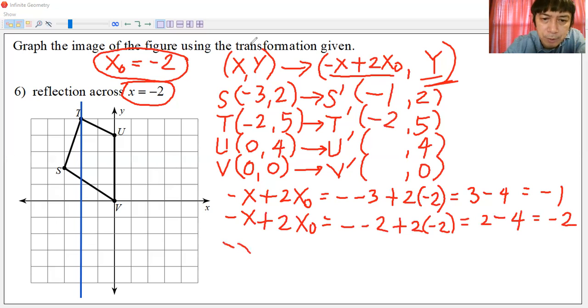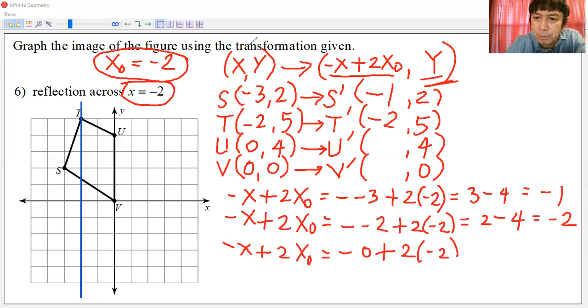Next, same formula, negative x plus 2 times x of 0, negative of 0, okay? Negative of 0 plus the same 2 times negative 2. That looks like 0 minus 4. It's a negative 4. And then for point V, the x value there is 0, the same as in letter U. So when we compute this, we will end up with the same negative 4. So this is negative 4 there.